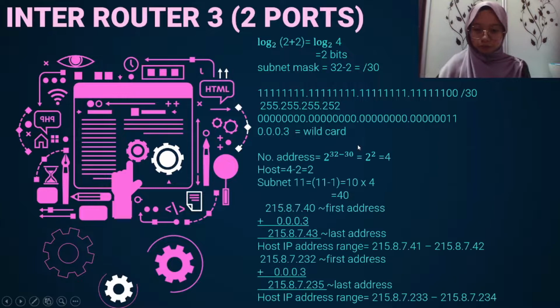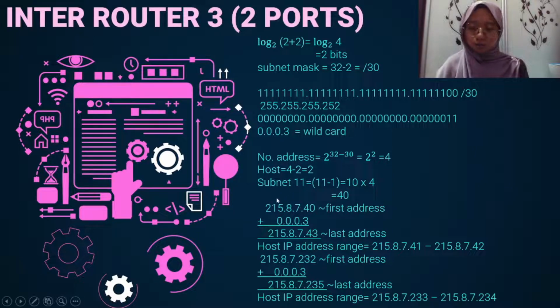This is the wildcard, which is 0.0.0.3, and then we proceed. Our number of addresses, this is our formula, which is 2 to the power of (32 minus 30) equals 2 to the power of 2 equals 4. For the hosts, the number of addresses must minus 2, so 4 minus 2 equals 2. And then internetwork 3 is the subnet 11. So subnet 11 must minus 1 equals 10, multiplied by 4, we get 40.